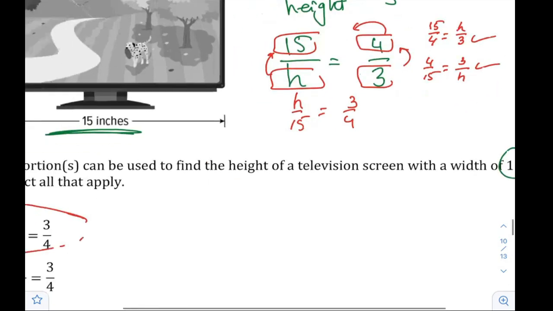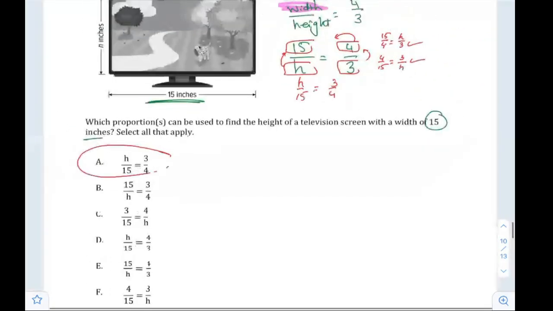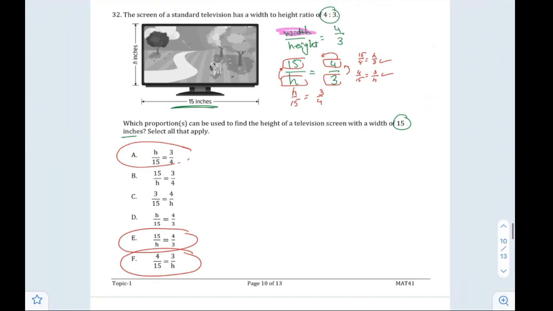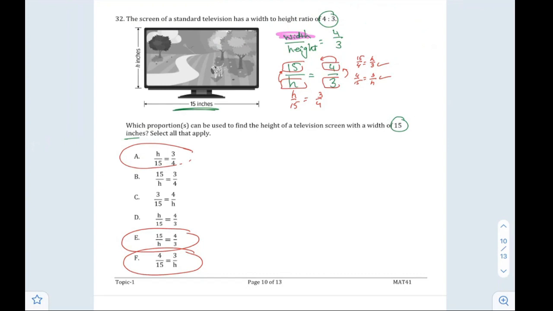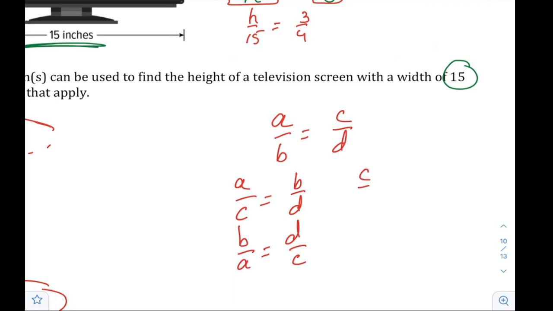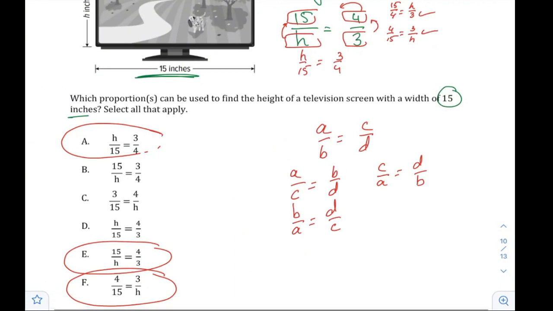So if you look carefully here at the options, you will see that 15 over H equals to 4 over 3 is right over there. And F is also here. Yes. We have 3 correct options. Don't expect that you will have 3 correct options in any exam, but we should be careful. So for the proportion as a summary, if you have A over B is equal to C over D, we can say that A over C is equal to B over D. This is correct. We can say B over A is equal to D over C. We can say that C over A is equal to D over B as well. All these are correct. We have many more, but this is the most common one.